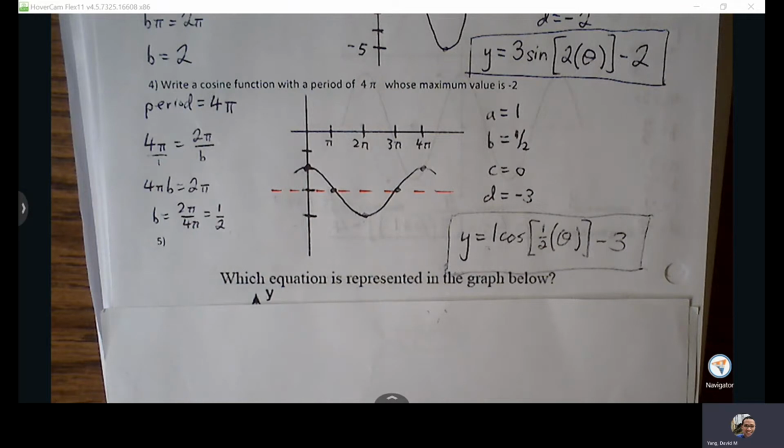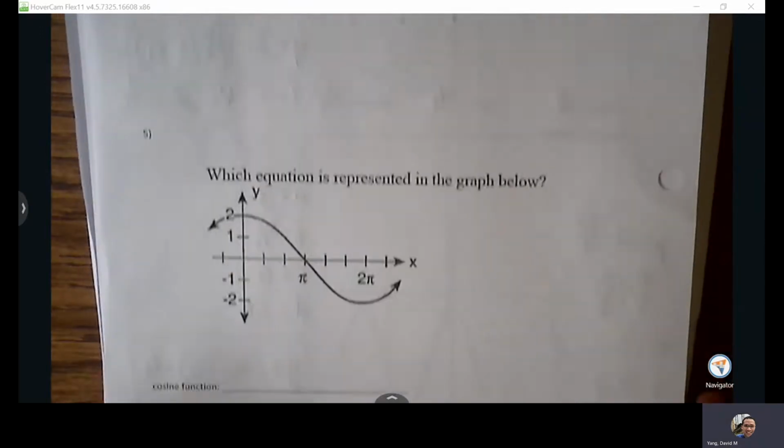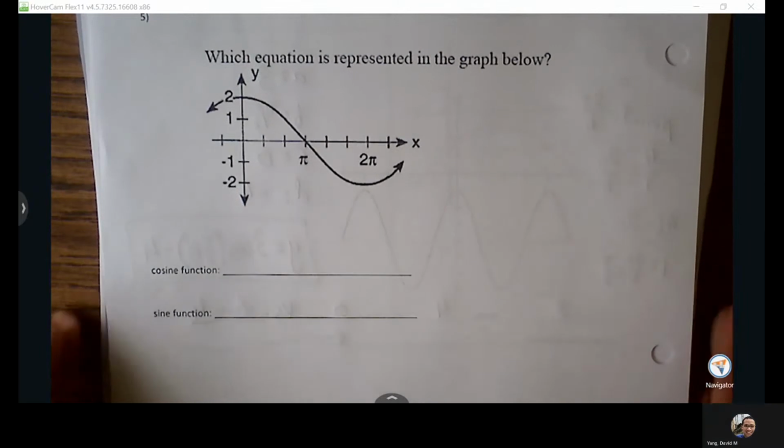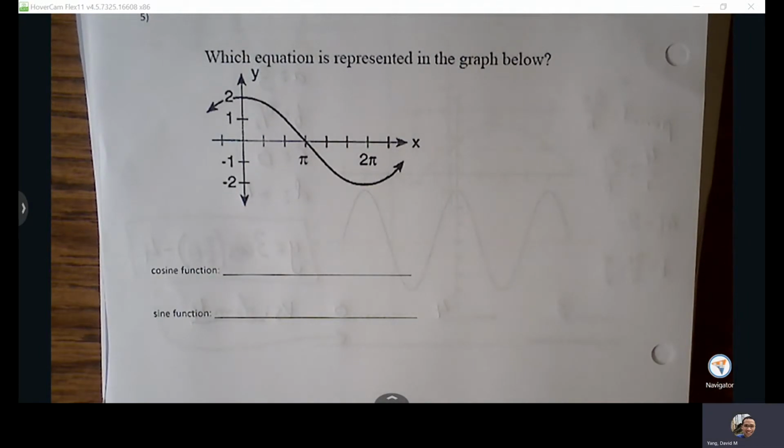Okay, let's look at the bottom problem here. Are we good? Anybody still need to look at number 4? All right, here's number 5. Write an equation of the graph below.